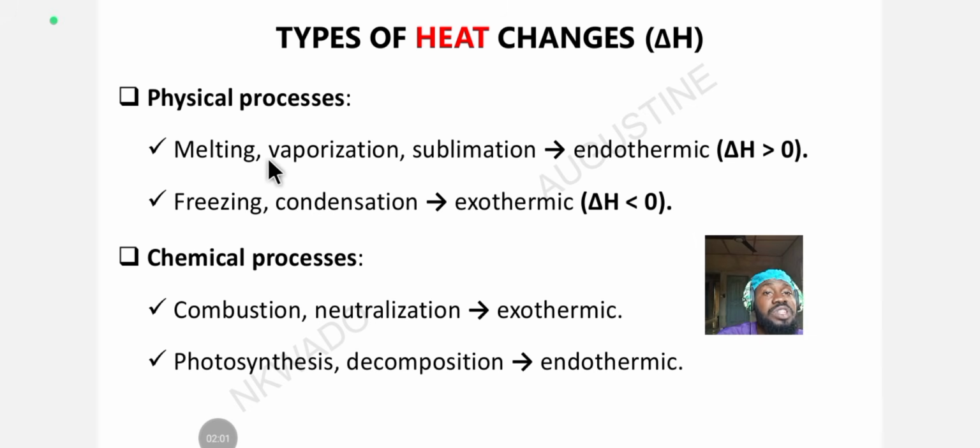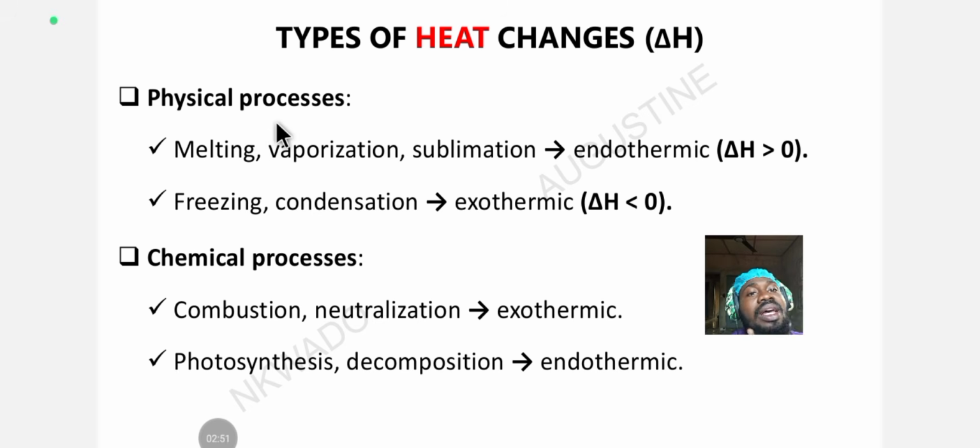Physical processes involve processes like melting, vaporization, sublimation. Here we all know these are separation techniques. Sublimation is a separation technique. Melting is a change of state. Vaporization is also a change of state. Vaporization is when liquid turns to what? To gas. Melting is when solid turns to what? Liquid, at melting point. Don't forget that. Always put that at what? Melting point.